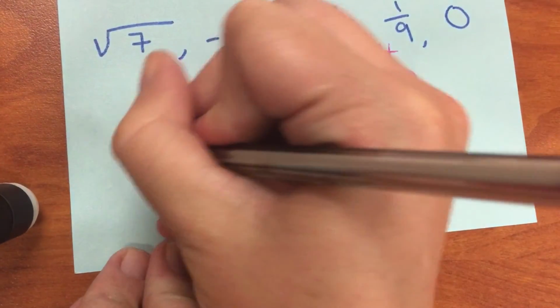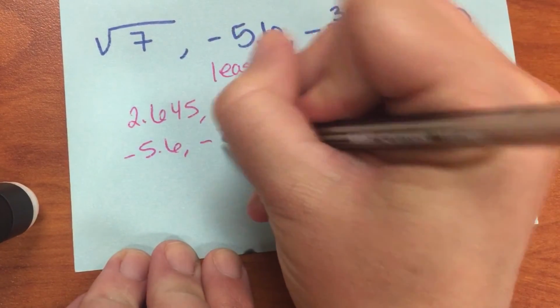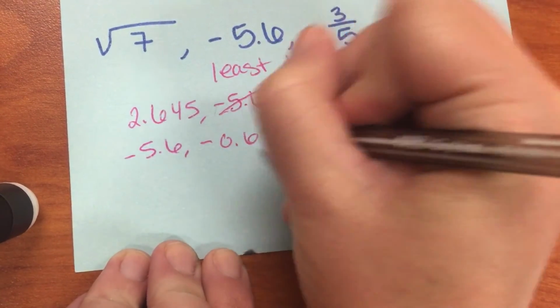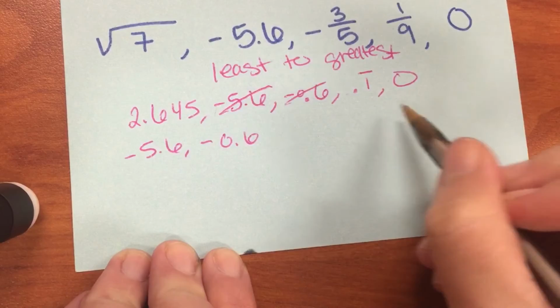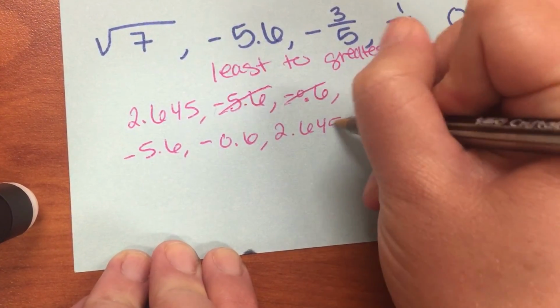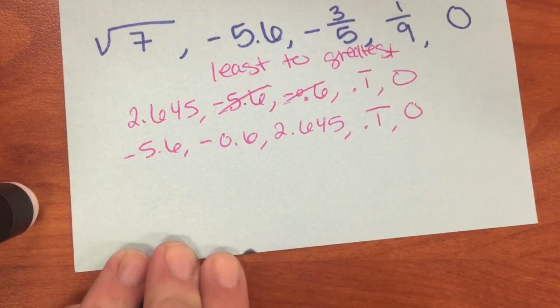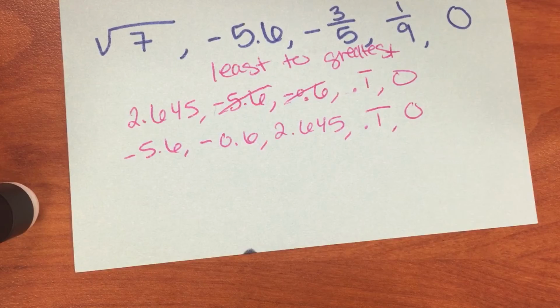So we had negative 5.6, negative 0.6. I had no other negatives. So now I've got 2.645, 0.1 repeating, and 0. Are we done? Not quite, because we're doing least to greatest. That's right, so we have one more step after that. What step is that going to be? Order them using their original form. Okay, let's go ahead and do that now.